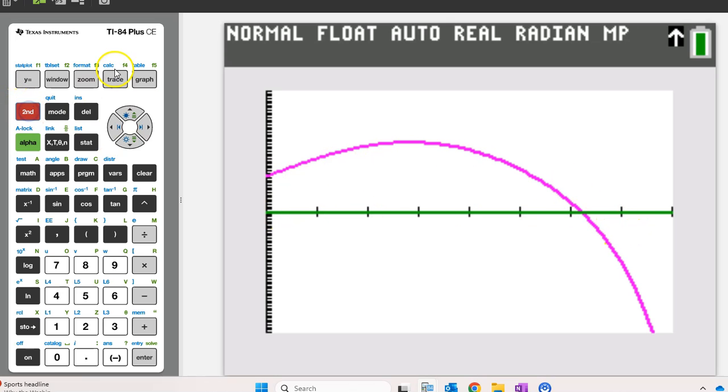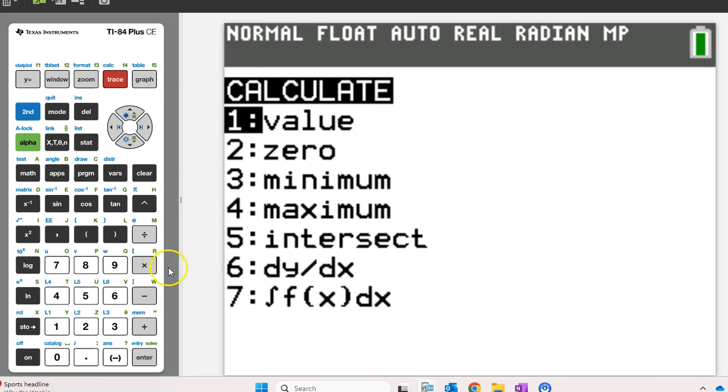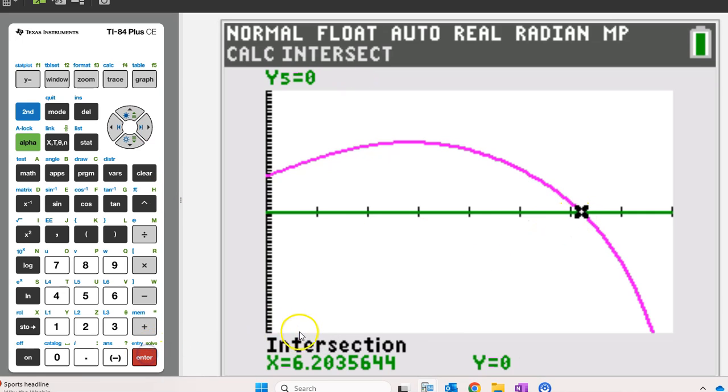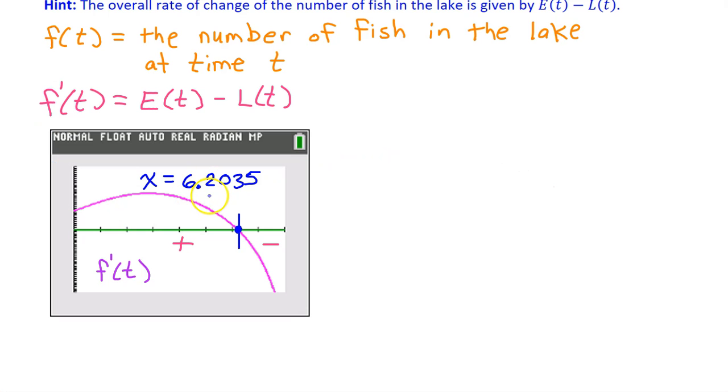So we can hit second trace and choose 5 for intersect. Move the pointer close to the point of intersection and hit enter 3 times. Enter, enter, enter. Kabam! 6.2035. The College Board will accept 3 decimal places.